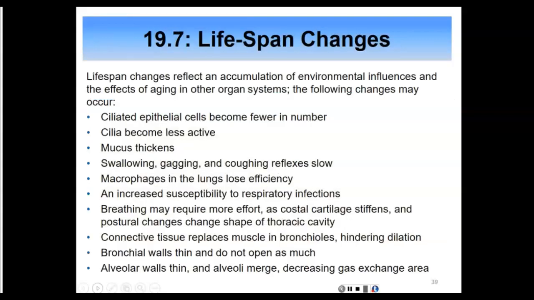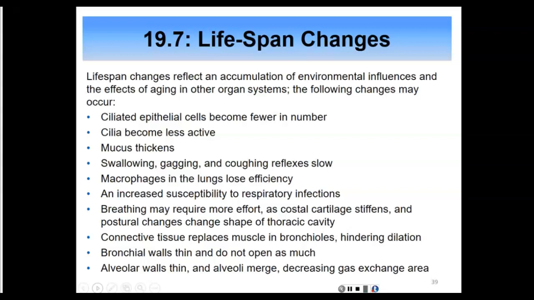So over time, in your respiratory tract, ciliated epithelium become fewer in number, so the cilia become less active, and the mucus starts to thicken. Sometimes as they get older, people will start to swallow and gag and cough. Those reflexes slow down, so there could be potential for aspirating fluid. Macrophages in the lung will lose their efficiency. So you're a little more susceptible to respiratory infections at an older age.